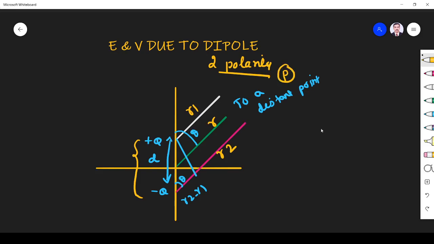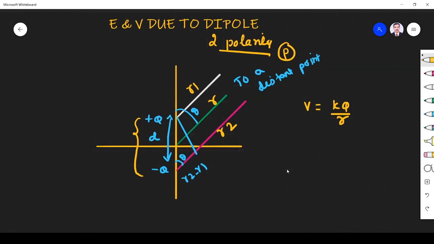So we already studied potential due to a point charge, that is given by kq by r. Now we will see potential due to two charges, one is plus q and another one is minus q, which is forming a dipole. Okay. Let us start the derivation. This is very important, right?